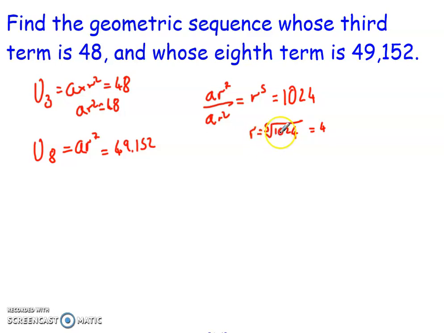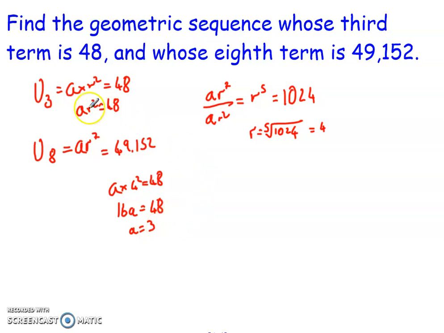What I can now do is substitute this into either of these two equations, and I can find out the A. Let's go for the easier. Let's go for this one here. From this, I know that A times 4 squared is equal to 48. So I know 16A is equal to 48. From that, I know that A is equal to 3.